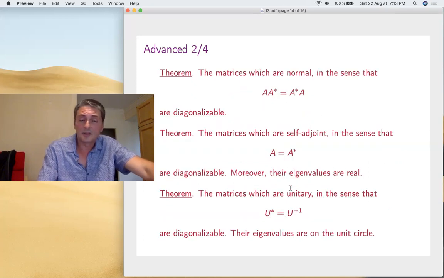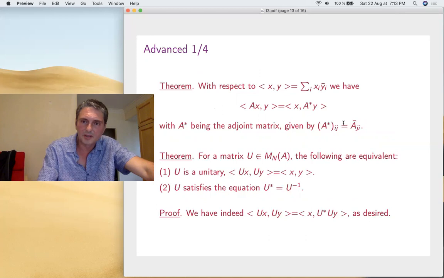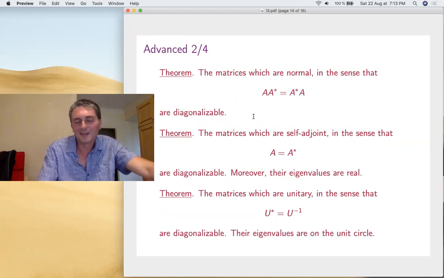Now, here are some theorems about diagonalization. If the matrices are normal, meaning that they commute with the adjoint, being this beast here, transposed with the bar, then they are diagonalizable. That's a deep theorem. We'll be back to it later, with a bit of proof in further lectures. Now, the matrices which are self-adjoint, in particular if A is equal to A star, of course, they are diagonalizable as a consequence of this. And moreover, the eigenvalues are real. So these are some of the analogs of the real matrices. It's a bit subtle here.